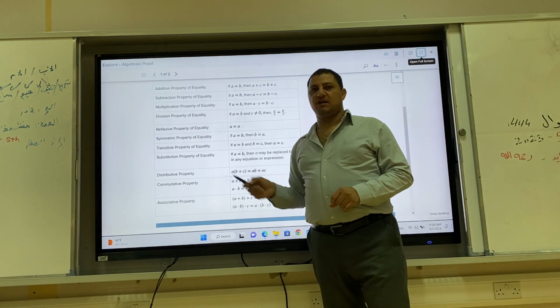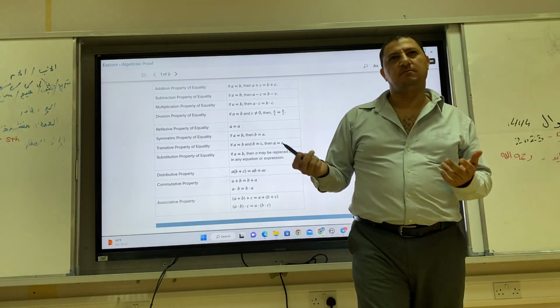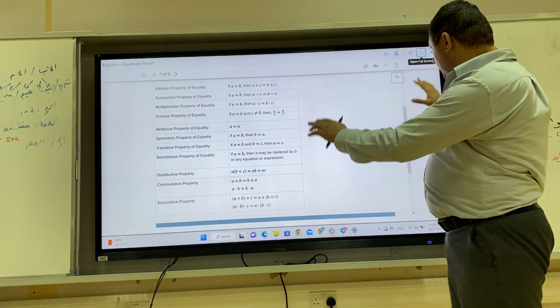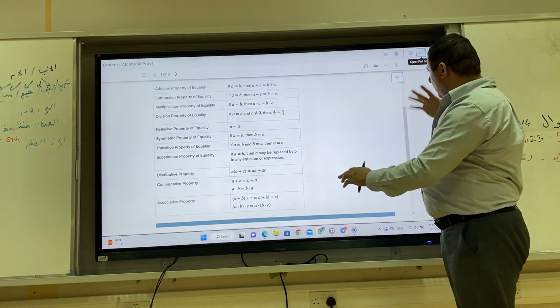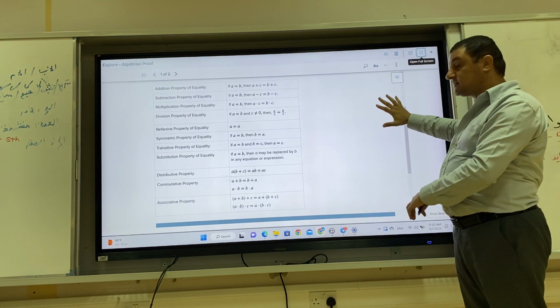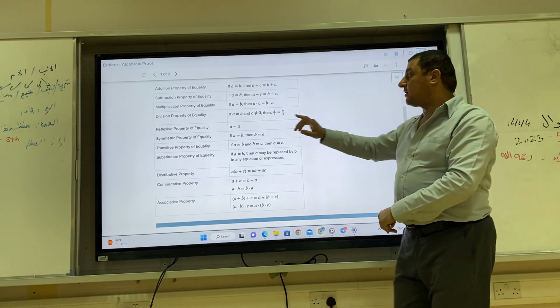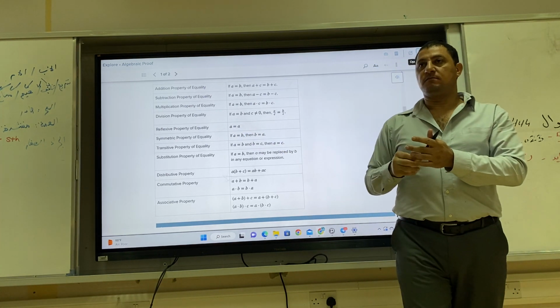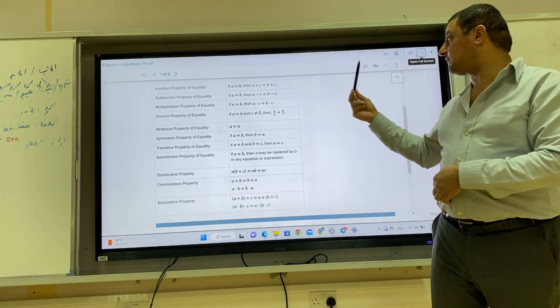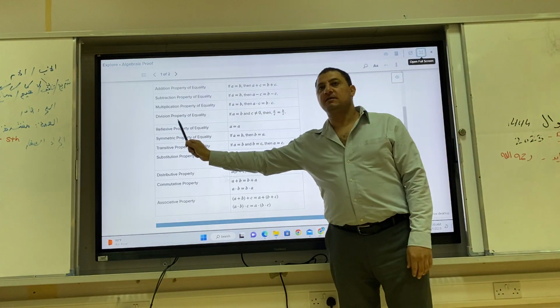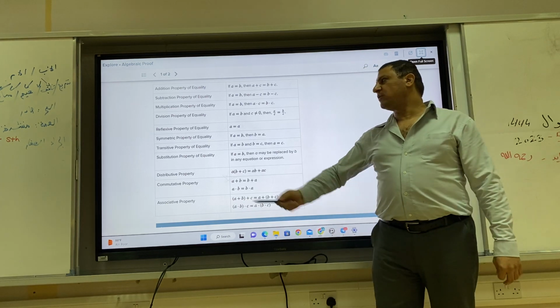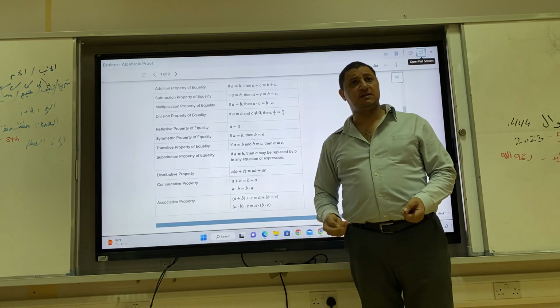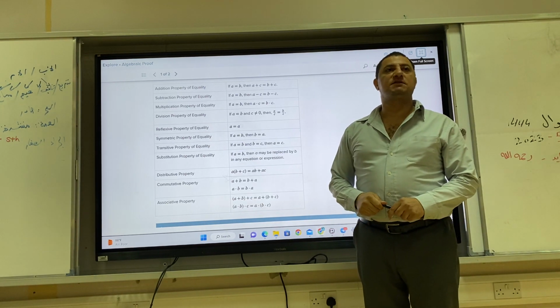Reflexive property of equality. What does reflection mean to you? Like if you have a mirror, I am equal to myself. So A equals itself. This marker equals itself by the reflexive property. So we have the reflexive property of equality when something equals itself.